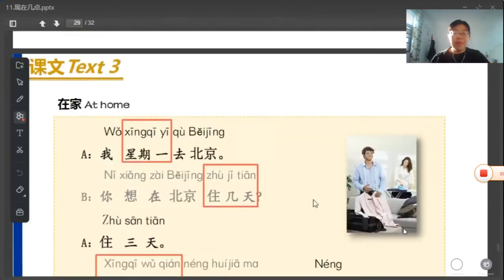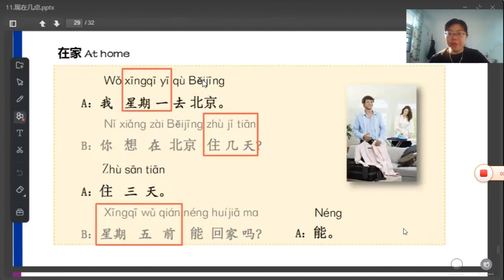Okay, everybody, please read this text after me. 我星期一去北京。你想在北京住几天？住几天？住3天。星期五前能回家吗？能。回家吗？能 or 不能. 能 means yes, 不能 means no.